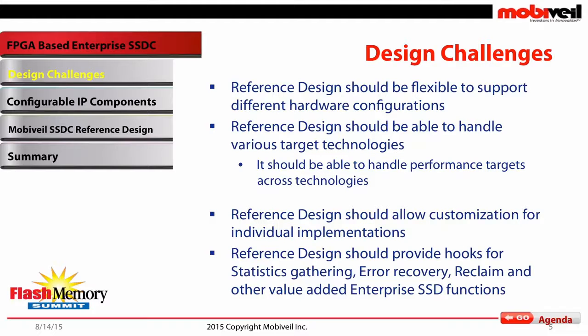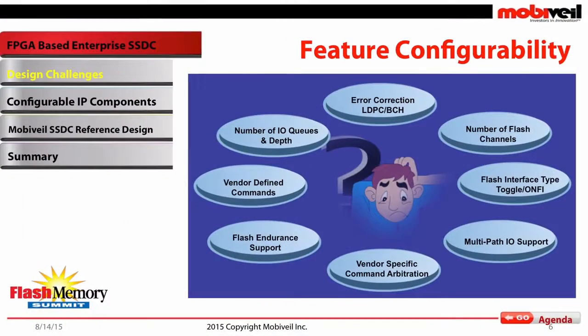There are a lot of challenges just because the specification allows a lot of configurability. These are the challenges which are specific to the specification. For example, NVMe, number of IO queues and depth. You have to have some flexibility in terms of allow customer to implement solution where can scale up in terms of the number of IO queues. Vendor-defined commands, that's another optional feature. You want to have a design which allows end product to have that flexibility.